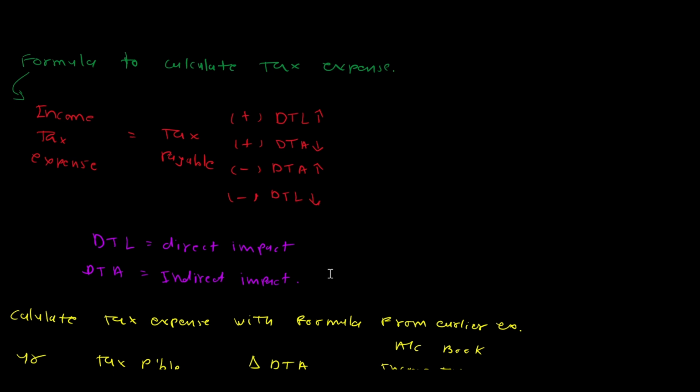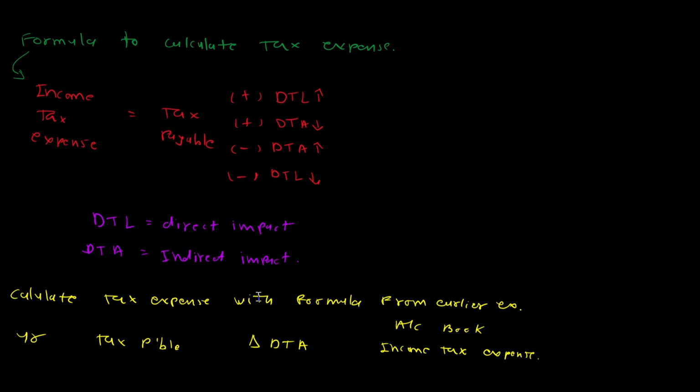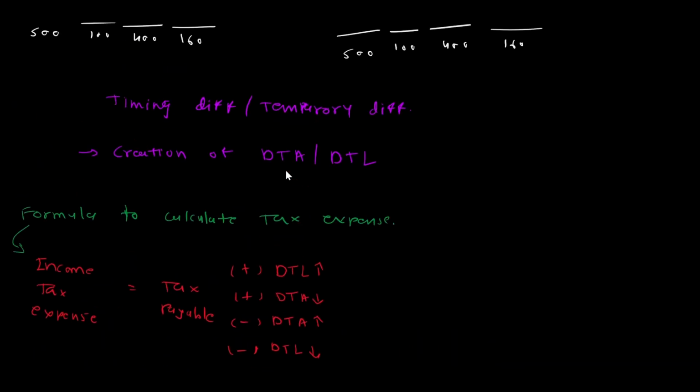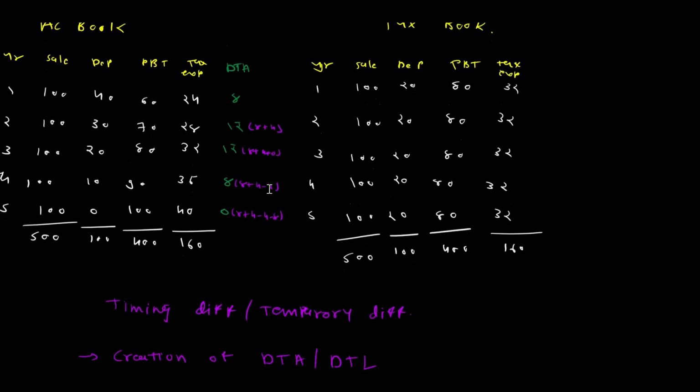So in short, deferred tax liability has a direct impact: liability goes up, add; liability goes down, subtract. Asset has an indirect impact: asset goes down, add; asset goes up, subtract. Reverse: liability direct, asset indirect. Okay, how can we arrive at the income tax expense with just a formula, without doing this much work?